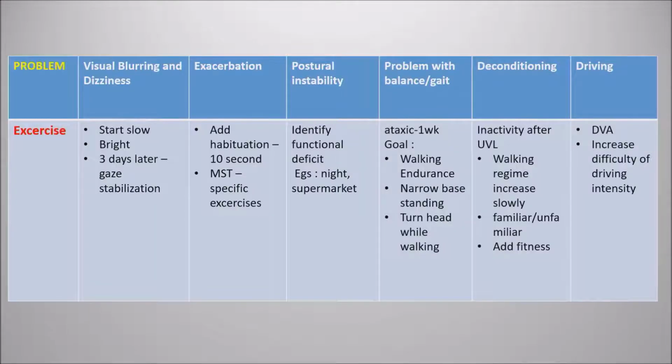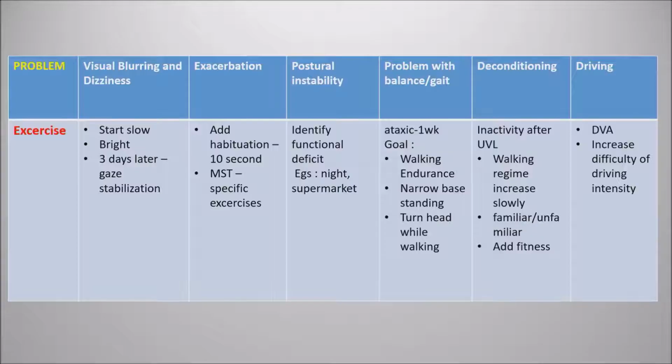The main problems that we come across when we have a patient coming in is, first is visual blurring. Visual blurring means that when the patient is turning the head, there is blurring. So in this, you have to start a slow VOR rehabilitation exercise.